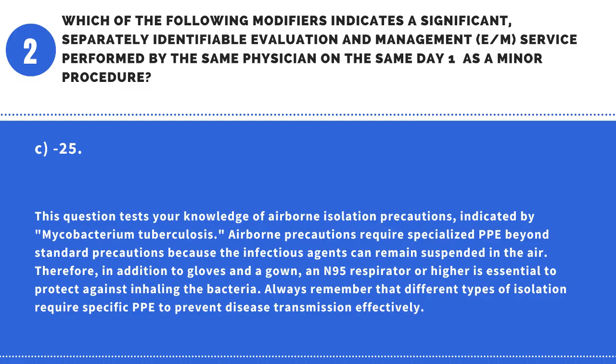Modifier -25 is appended to an E/M code to indicate that the physician provided a distinct E/M service above and beyond the usual preoperative and postoperative care associated with a minor surgical procedure performed on the same day. Modifier -59 is used to indicate a distinct procedural service, while -24 is for an unrelated E/M service during a postoperative period, and -78 is for return to the operating room for a related procedure during the postoperative period. Remember that modifier -25 tells the payer that the E/M visit wasn't just part of the procedure itself.